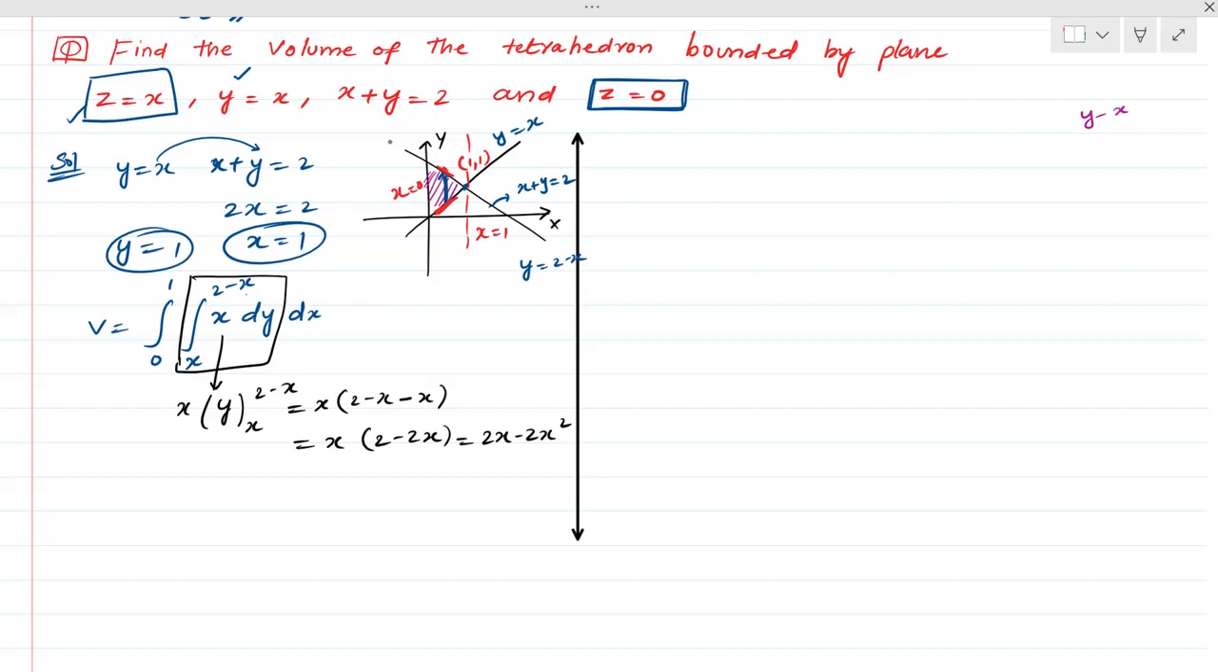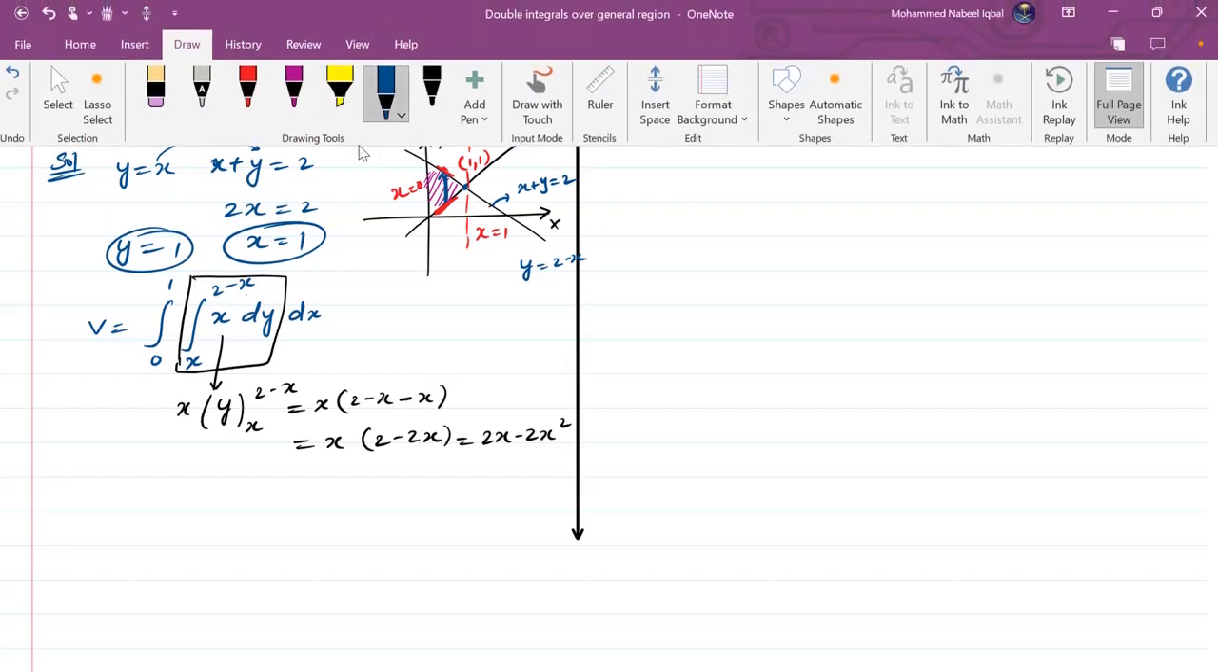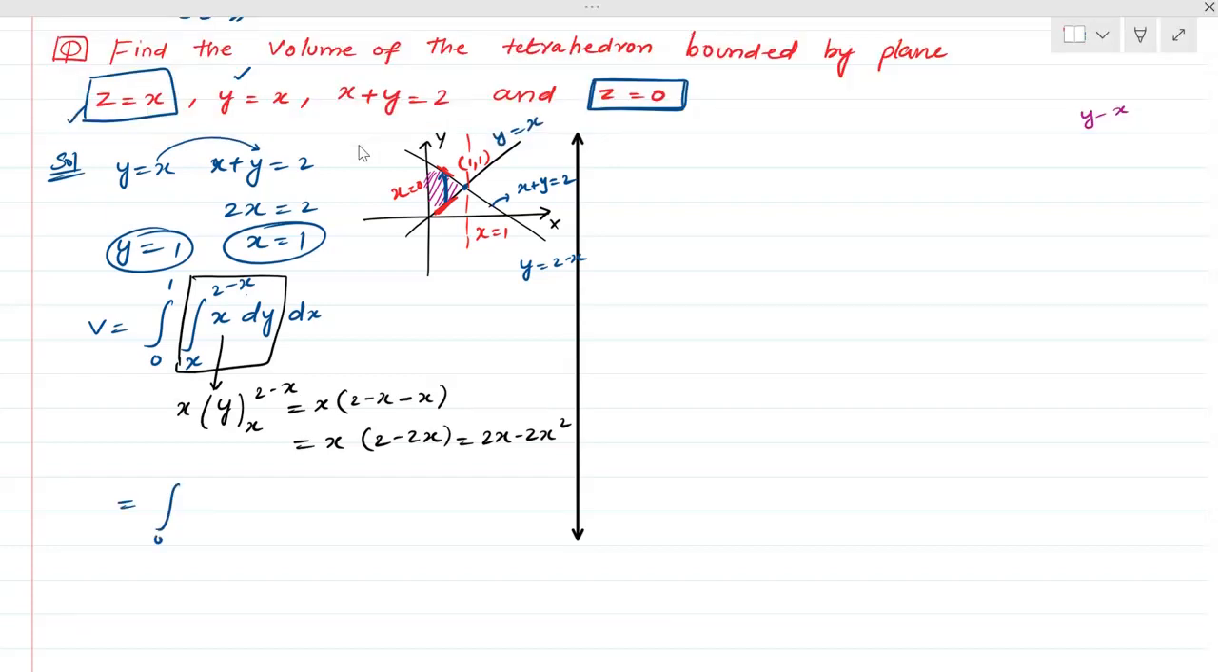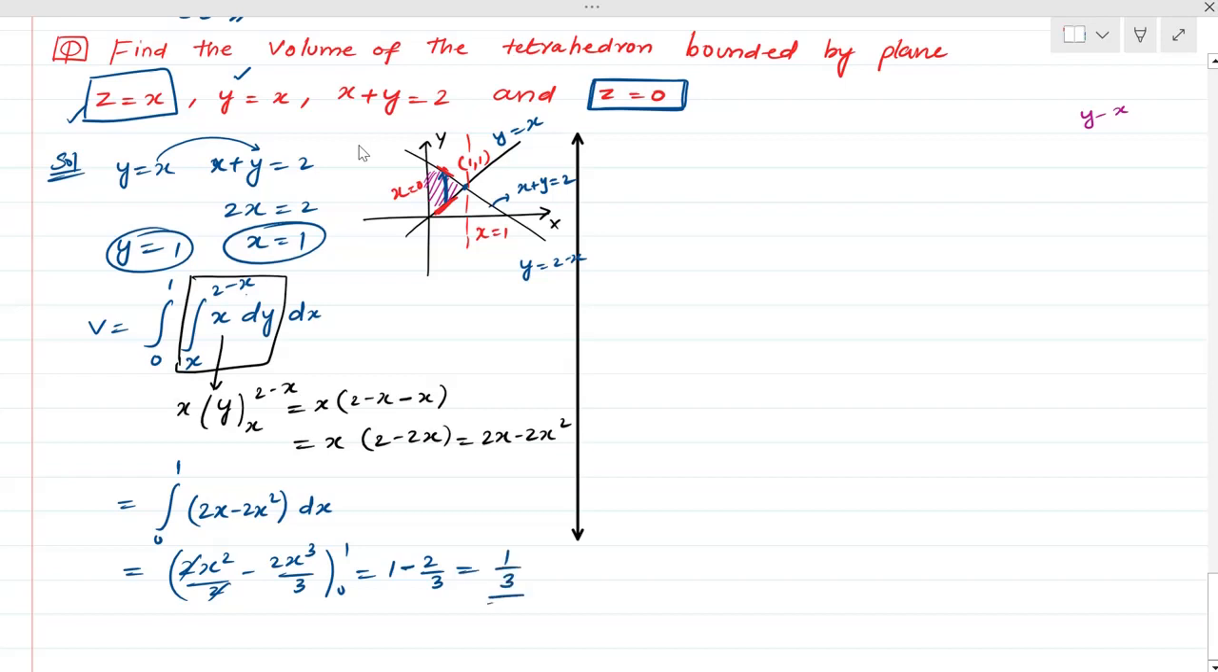So I will substitute this in the integral. This is the integral from 0 to 1 of the function after limit substitution and simplification, dx. You will get this. Now it is easy to integrate. It is a single integral: 2x squared over 2, minus 2x cubed over 3, with the limit 0 to 1, and the 2 cancels. You will have 1 minus 2 over 3. The lower limit makes the entire term 0. You will get 1 over 3.